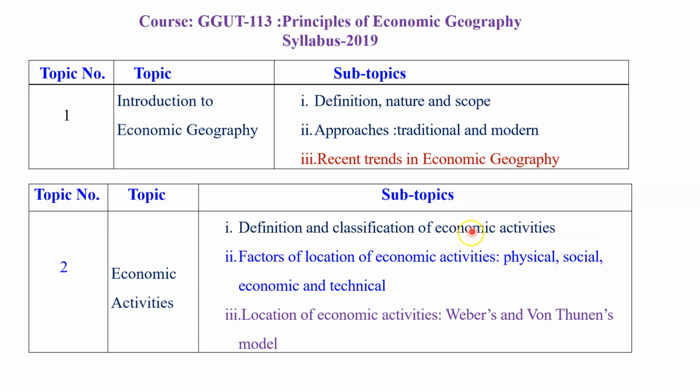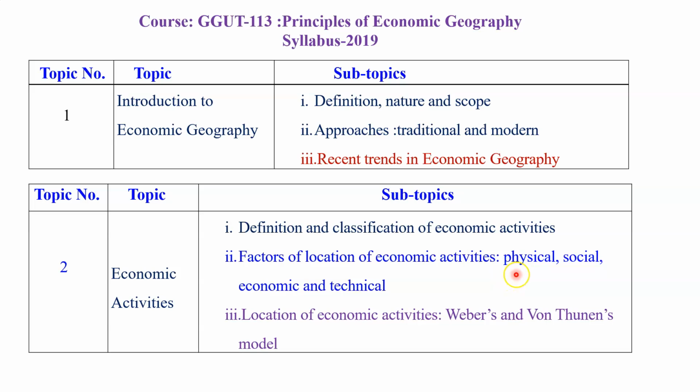On the basis of nature of economic activity, all economic activity can be classified into 5 types, such as primary economic activity, secondary economic activity, tertiary economic activity, quaternary economic activity, and quinary economic activity. All types of these activities we are going to discuss with the help of their characteristics and a few examples. Then we have the second subtopic, factors of location of economic activity.